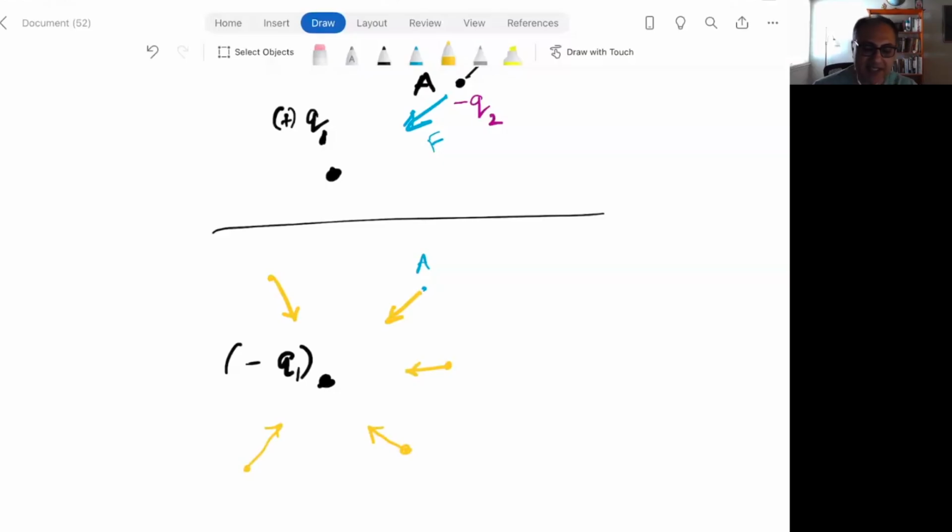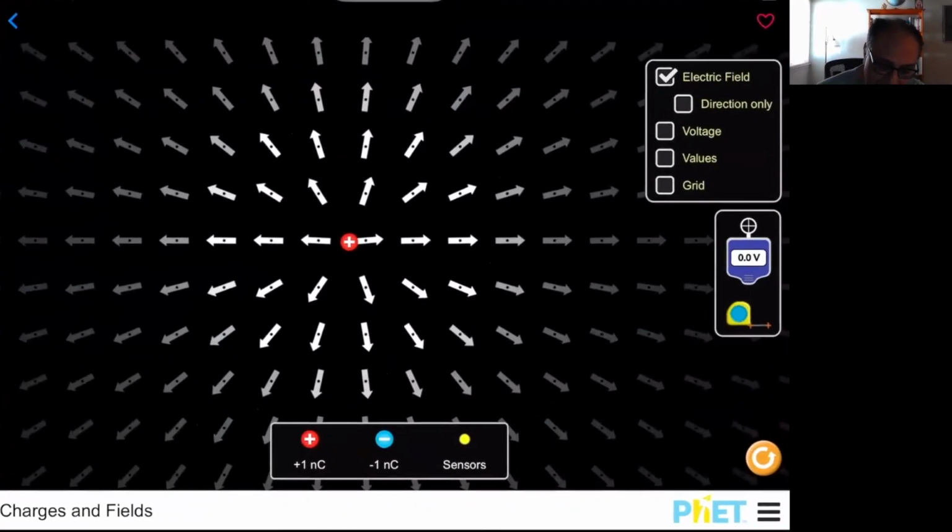And strictly speaking, the arrows closer to Q1 should be made longer, and the arrows away from Q1 should be made shorter, because the magnitude of the electric field is given by this formula: E is equal to kQ divided by r squared. So E gets weaker as you go further away. All right, let me just show this to you with a nice animation, the same animation that I had over here.